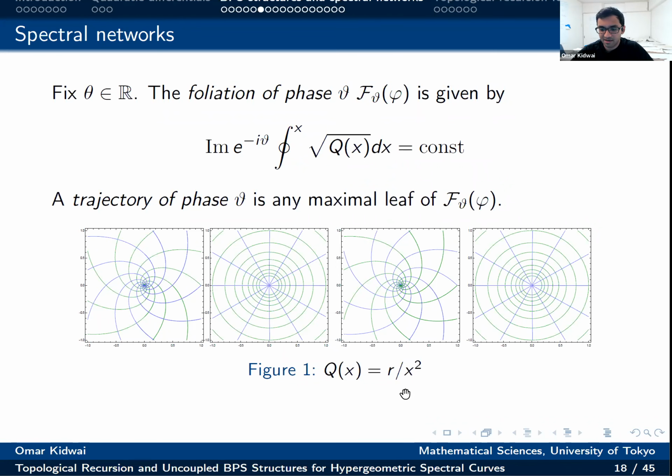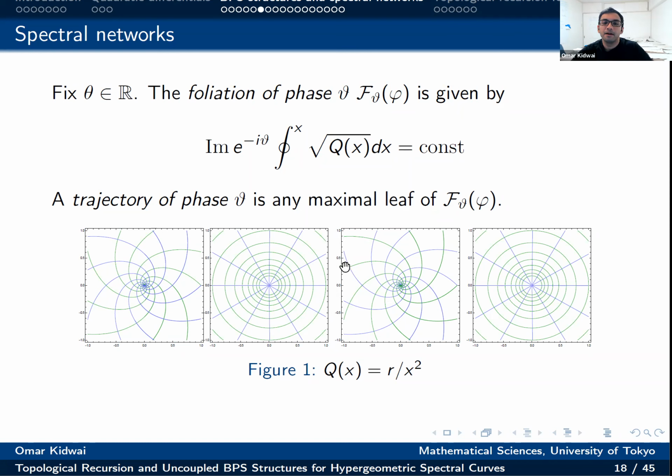For example, if I have a q of x with a quadratic second order pole with some residue r, depending on the value of r, I'll get pictures like this. The greens here are theta equals 0, and the blues are theta equals pi over 2. Most of the time things are spiraling into the pole, but at a very special value of theta, you will get compact leaves of the foliation, and that's useful and important for us in a second.